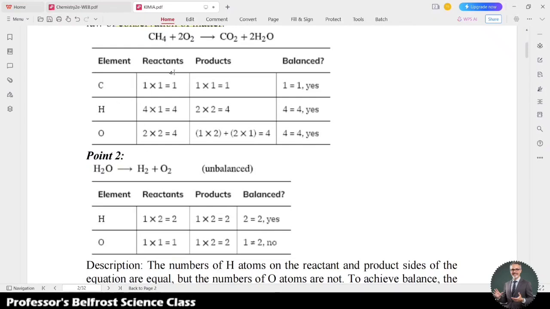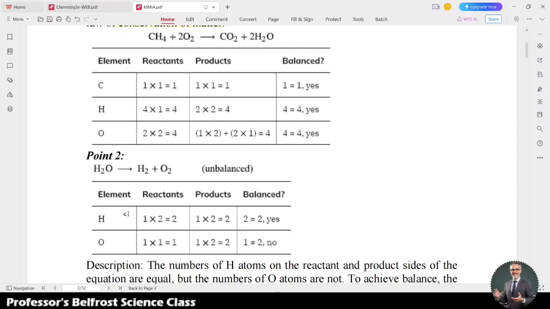So this is a continuation of the previous one. How about if we have a reaction where water becomes hydrogen and oxygen, diatomic hydrogen and diatomic oxygen? Is this balanced? Let's check.